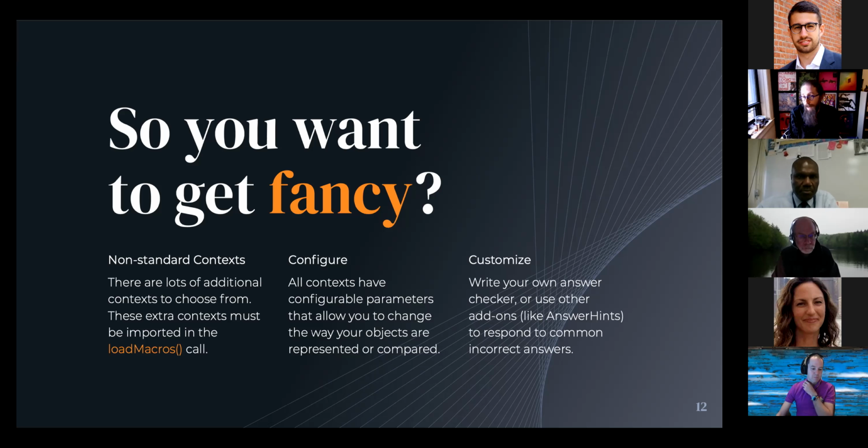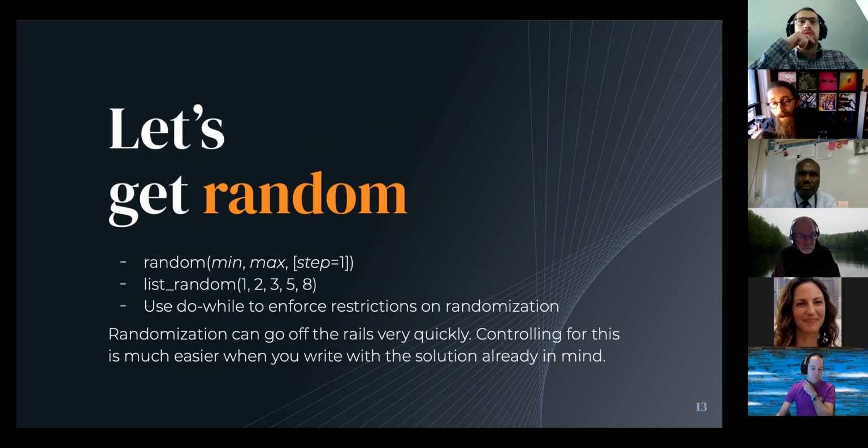Finally, you can customize context by writing your own answer checker or using other add-ons like answer hints that allow you to recognize common incorrect answers and provide students with specialized feedback when they make those common mistakes. There's a lot of customization you can do. This is a very, very deep hole, and we're going to kind of stick to the surface for the purposes of this talk. So one of the big features with WeBWorK is making sure that you can randomize your questions.